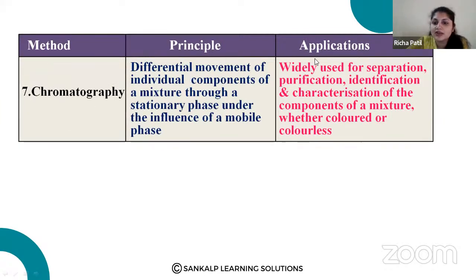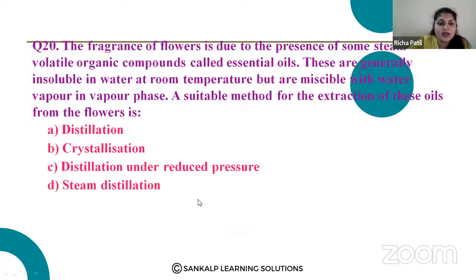So by this principle you can find out the components. Okay, so this is widely used for what? It is used for separation, purification, identification and characterization of the components of a mixture, whether it is colored or colorless. Whenever there is a mixture of compounds, you can separate it into individual components. They move with a different Rf factor. So this is your chromatography technique.